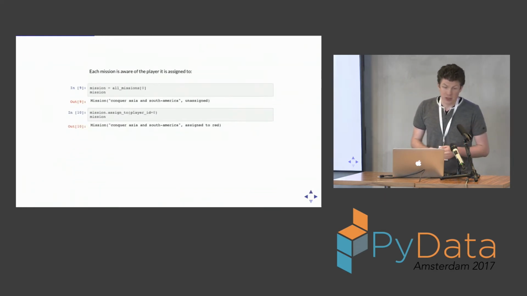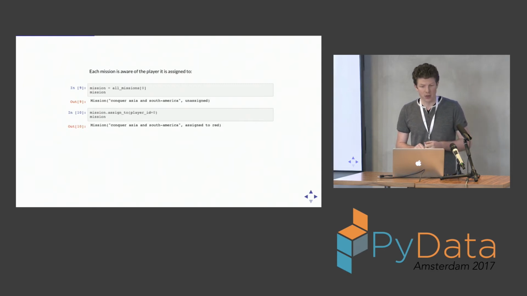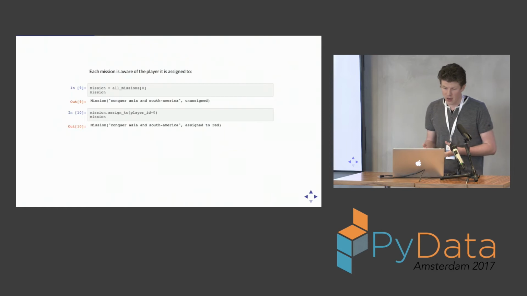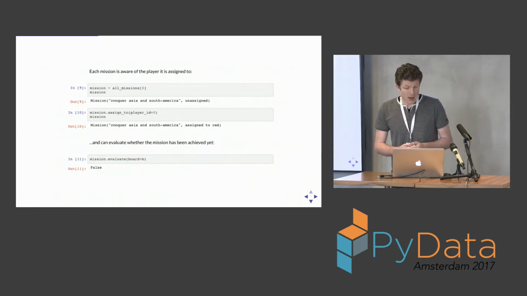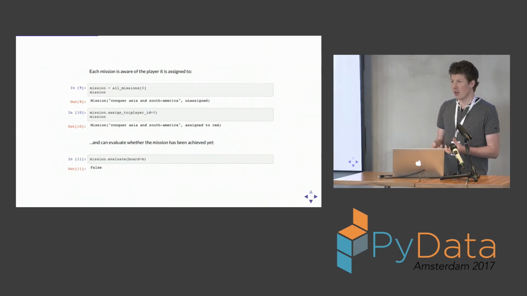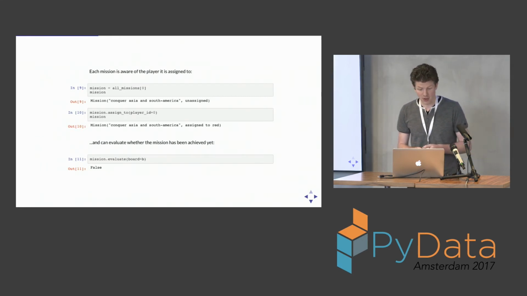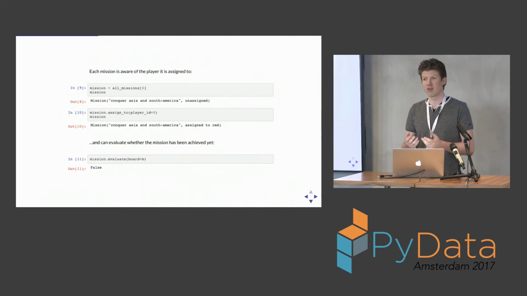And these missions are actually aware of the player they're assigned to. So first of all, if we just take a mission, it's the mission that says conquer Asia and South America, and then it's unassigned. And then we can assign it to, for example, player 0, and then it's assigned to red. And then the mission itself can evaluate whether it has been achieved. You can just say, okay, mission evaluate with the board. This is the board, and then it will return, at the beginning of the game, false, of course.